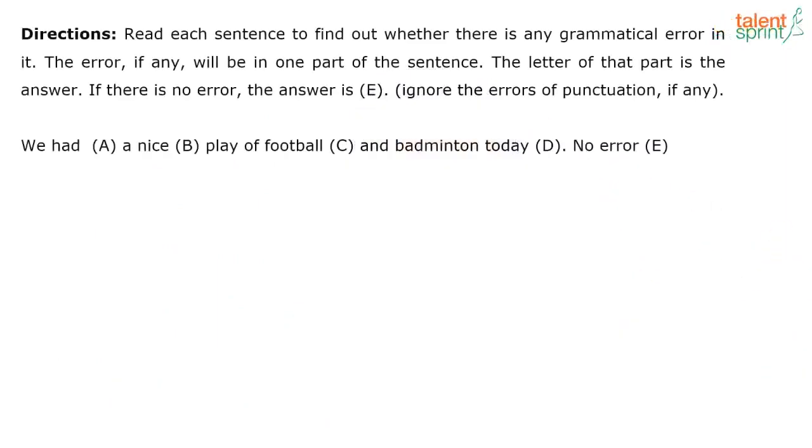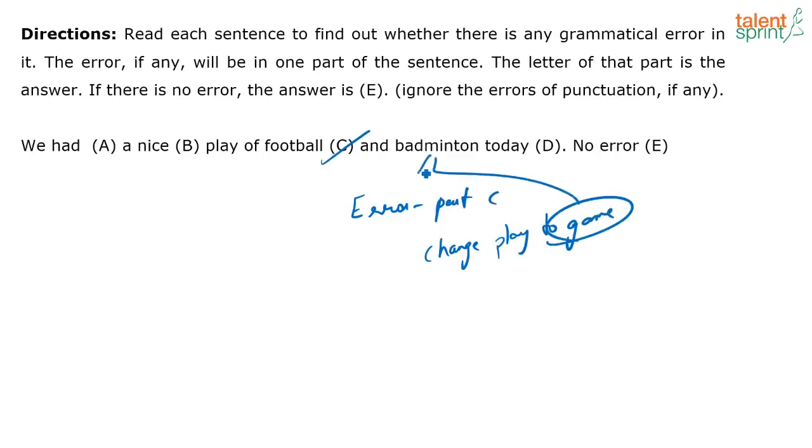I will not say a football play, right? Or I will not say a badminton play. I would say a football game. I would say a badminton game. We had a nice game of football and badminton today. So the error, my friend, is in part C, where it is an incorrect word choice. I have to replace or change "play" to "game", because this is the right word choice when I'm referring to these two games, football and badminton.